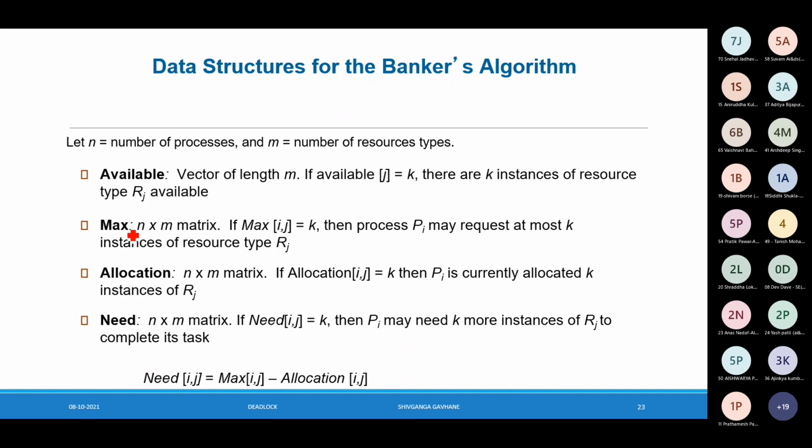Max means suppose I have four types of resources, and 5 processes are there, let us consider. So 4 by 5, that means 20 numbers, I need a matrix that can store them. Matrix means 2 dimensional array. Okay, so let us consider that R1, R2, R3 and R4 resources are there.